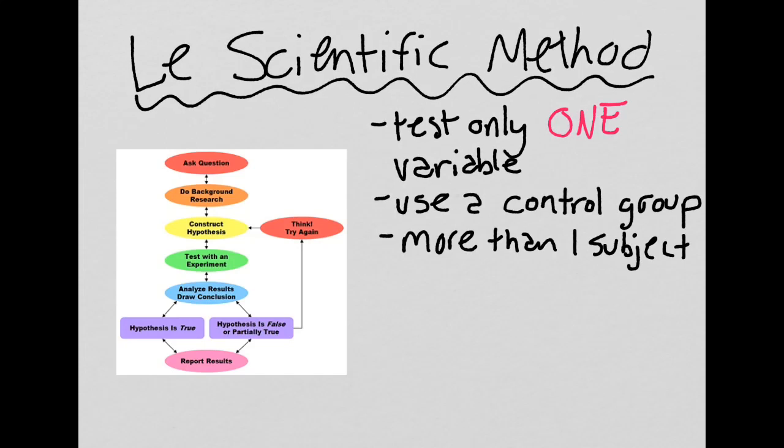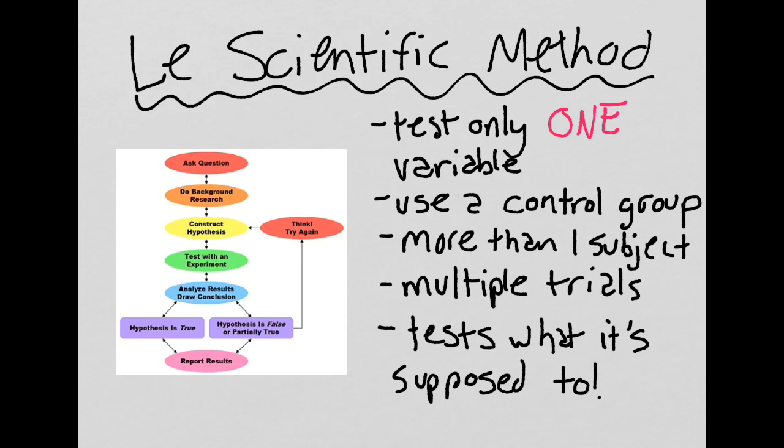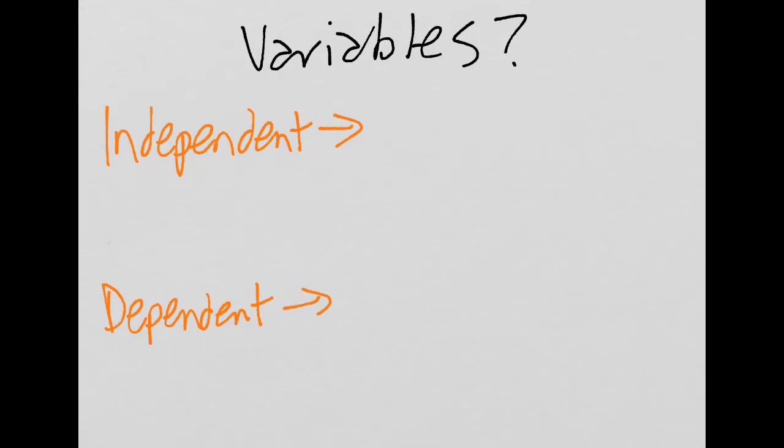Another really important thing to remember is to use more than one subject, because if you only use one subject and that subject is an anomaly, like a dead seed, your results won't be reflective of what would usually happen under the conditions you're testing. Along the same lines, use multiple trials, because one trial might not work as well as others, so you want to have more data. And finally, probably the most important thing is make sure what you're testing and how your experiment is set up really test what it's supposed to and the object of the lab.